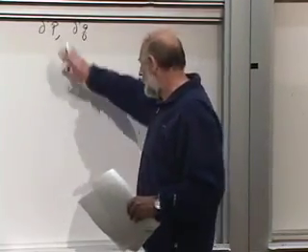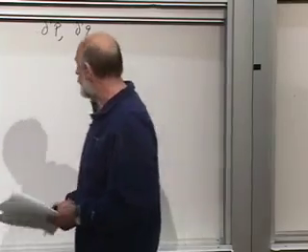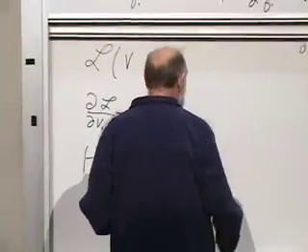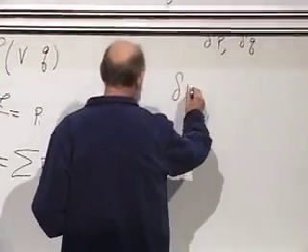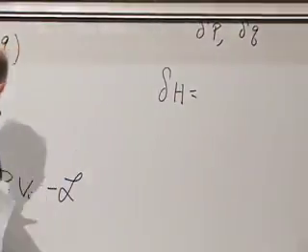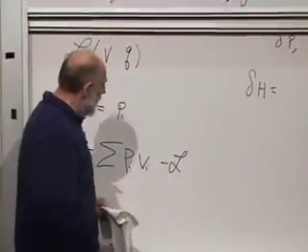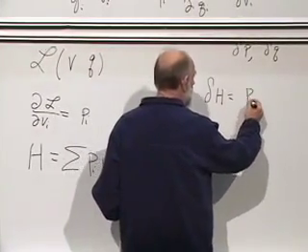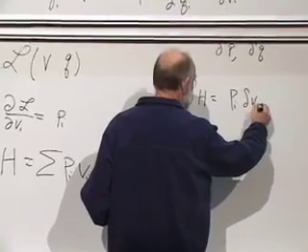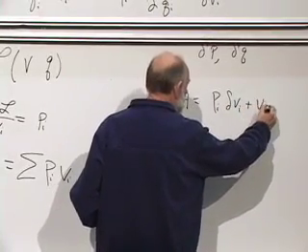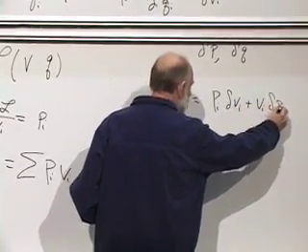Okay, let's calculate the change in H when you change things a little bit. Change things means change everything a little bit, P's and Q's. All right, the change in H. Same thing as before, is first of all the sum, which I won't write the summation sign, P sub I delta V sub I plus V sub I delta P sub I.